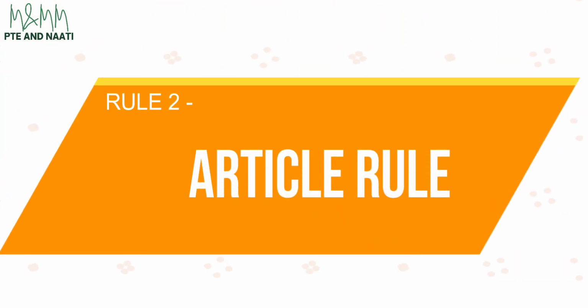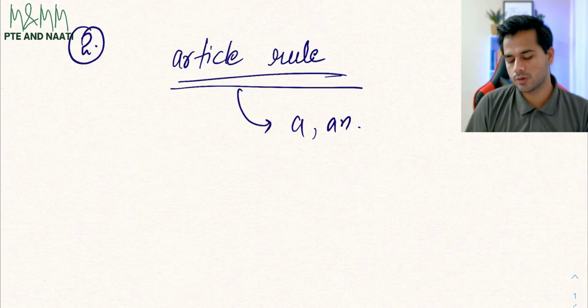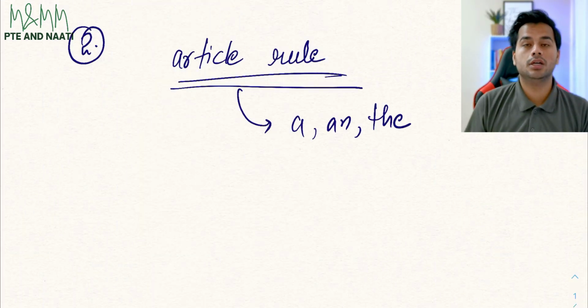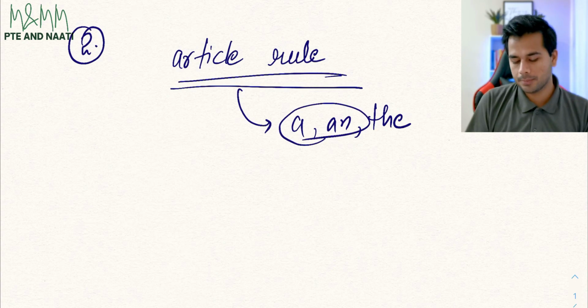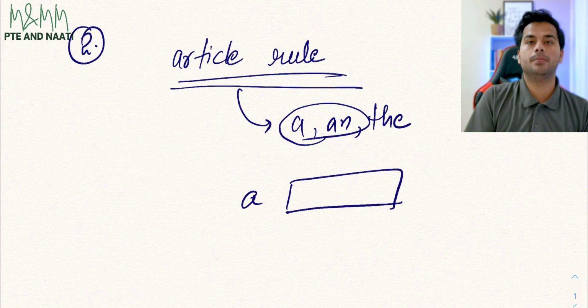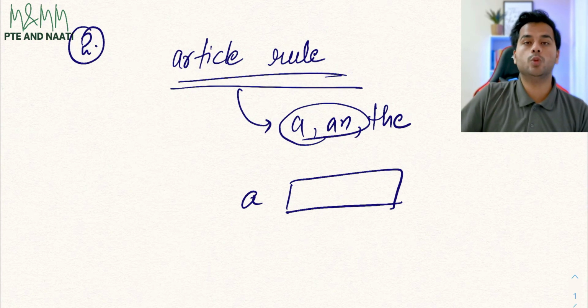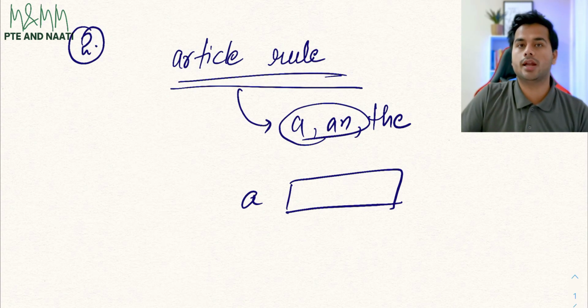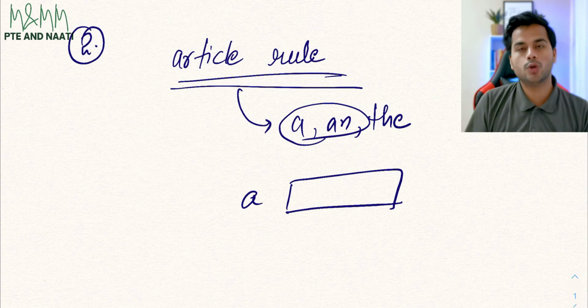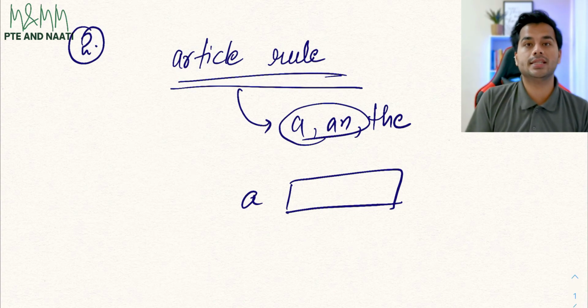Second one is the article rule. Now we know that there are 3 articles in English grammar: a, an and the. Now the rule suggests that based on what article has been given prior to a blank, your correct answer would be based on that. Sometimes they will give you certain blanks and there would be an article given before, a or an. In that scenario, you just need to look for the vowel sounds or consonant sounds.